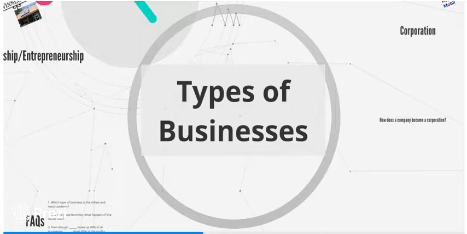So, we've already discussed how goods and services flow. We've already talked about wants versus needs. We've talked about scarcity, and we've talked about types of economies. We've talked about factors of production, and we've also talked about increasing our productivity. We're now going to talk about types of businesses.